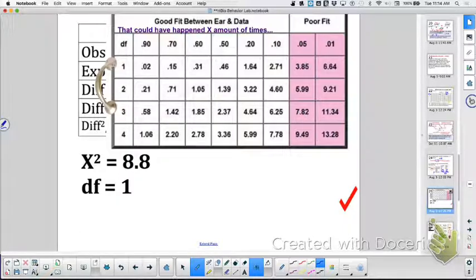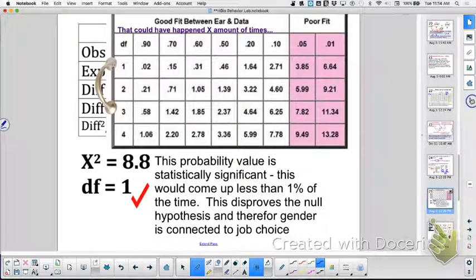That means the deviation squared over what I expected and added together is so great, it would happen less than 1% of the time. So I expected 50-50. I got 35 and 64. That deviation squared and added up together is so huge that that's not due to chance. My chance line was at 3.84, right? This is statistically significant. So there is therefore a connection between gender and job choice. Gender has an impact. It's not the only impact, but it does have an impact.